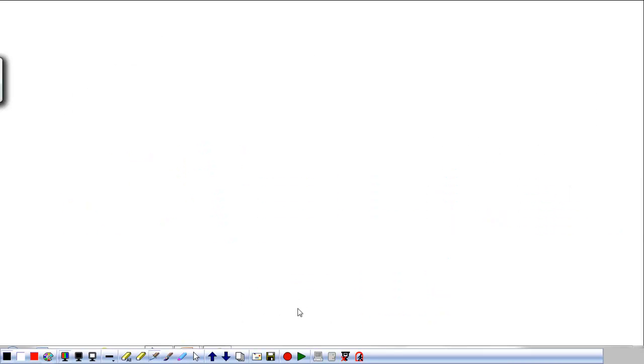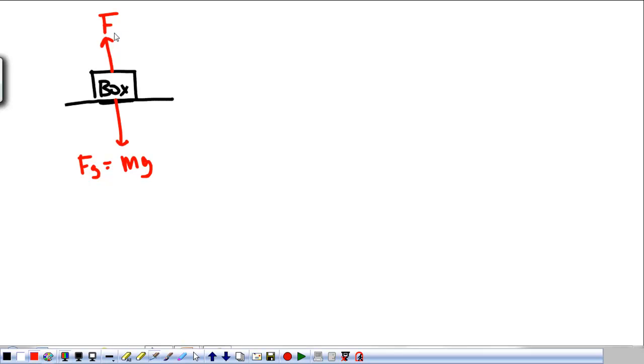Last example. Let's say we have a box sitting on a table. There are two forces acting on this box. One of them is weight, the force of gravity. The other one is the table pushing up on it. We'll call it N, and we'll talk about that in the free body diagram section. We have the weight pulling down, the table pushing up on the box.